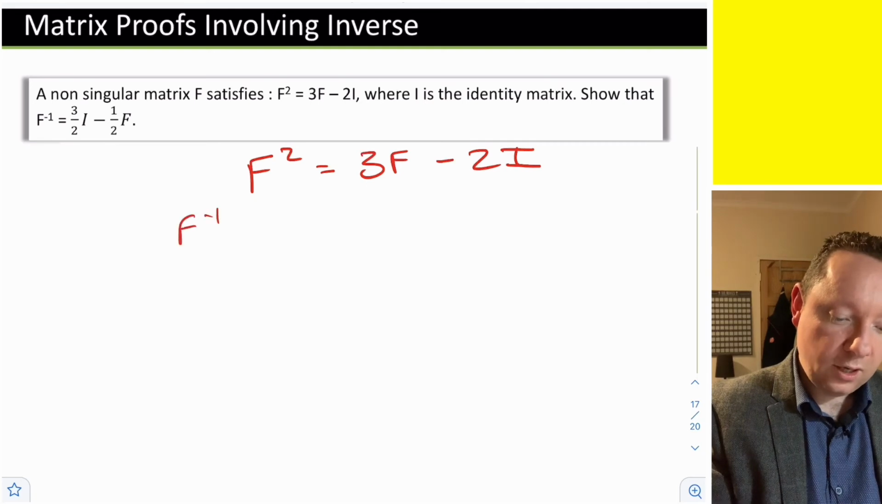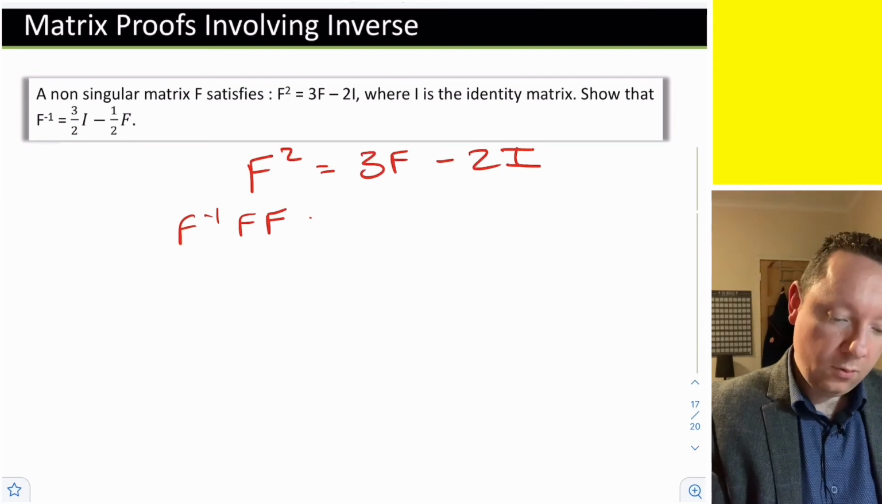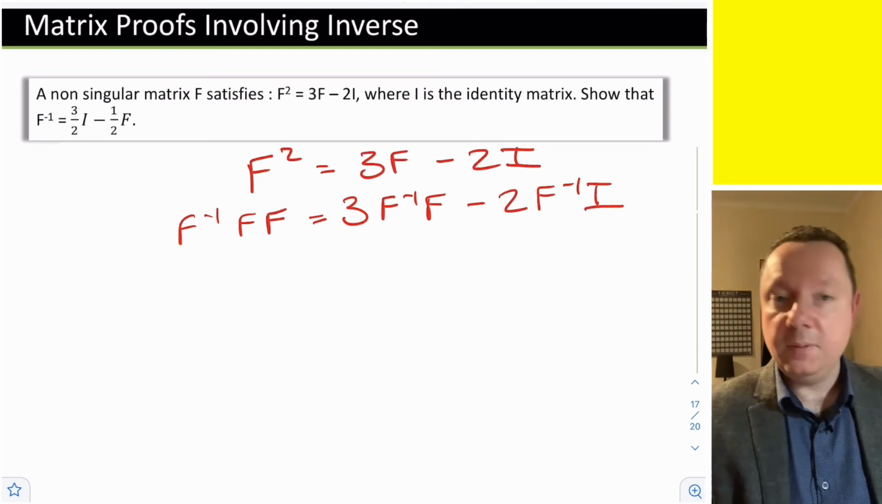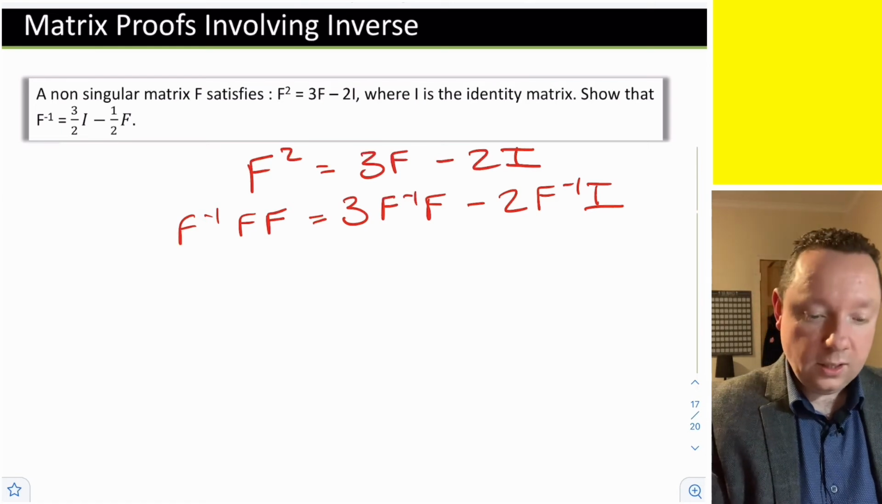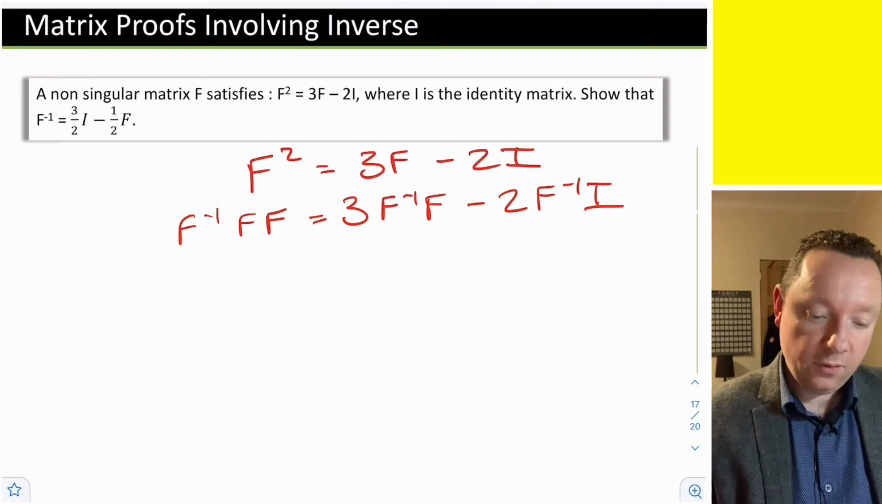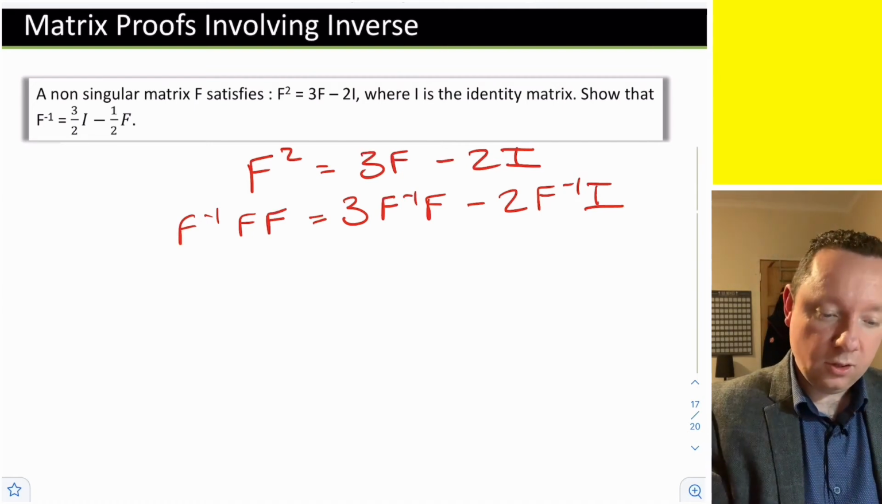F inverse F squared equals, well, 3 F inverse F minus 2 F inverse I. I'm timesing all elements by F inverse. Notice that these 3 and 2 are scalars, so we can just jump in front. It makes no difference. But the order here has to stay consistent. I was on the left, so I'm on the left of this matrix.